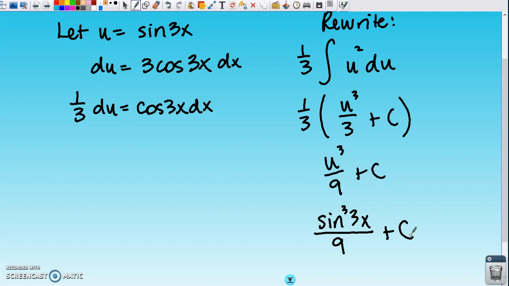So we're going to pause here for now. I'm going to have another video here in a minute on how to do a u substitution with a definite integral. So far all we've done is indefinite. Now we are going to switch gears and do the definite integral.